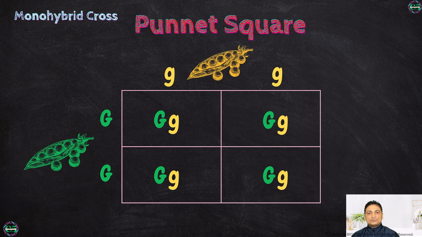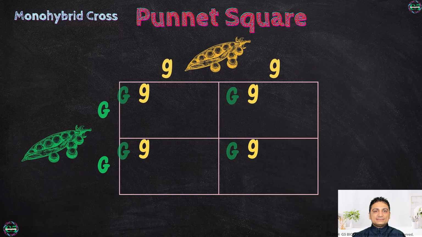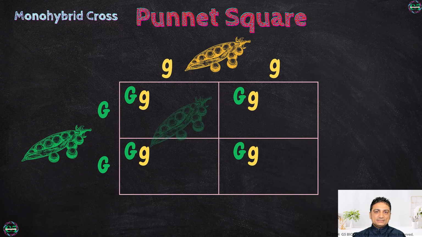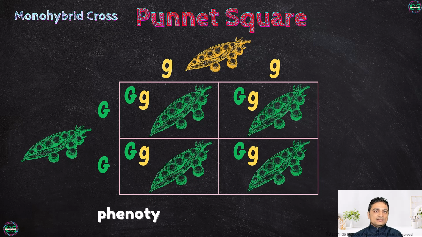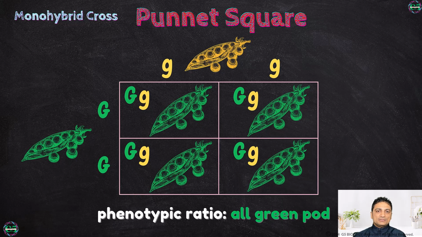Coming to the phenotypic ratio, in the F1 generation, there will be only one type of genotype, that is capital G and lowercase g. Therefore, there is only one type of phenotype, that is green pod color, since green is dominant over the yellow color.